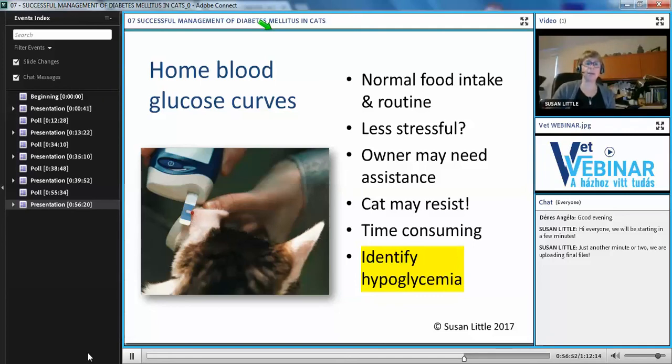It does take time, but if nothing else, we teach owners to be able to do even a spot blood glucose check to identify hypoglycemia. So even if we teach them just to do the occasional check, if they're worried about hypoglycemia, even if they can't manage a curve, it's useful for that purpose, if for no other purpose.